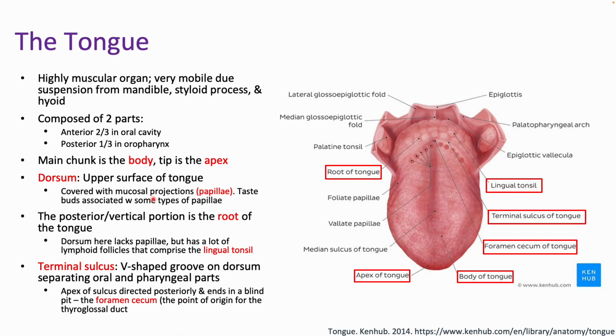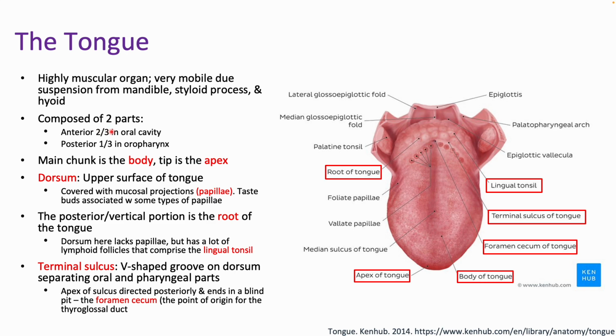And so now let's take a deep dive into the tongue, because that's really the most important structure that we have in our oral cavity. It is a super muscular organ, and it's especially mobile because it's suspended between three separate bones that are pretty spaced out. And that's going to be our mandible, our styloid process, and our hyoid bone in our neck. And so it's going to be suspended, and that'll give it all sorts of different movements.